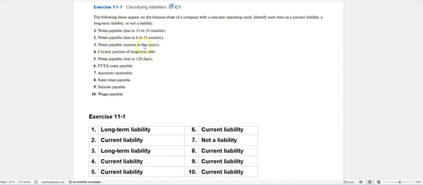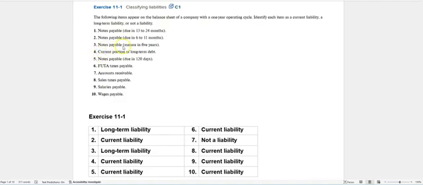Notes payable that mature in 5 years. If they mature in 5 years, it means they're not going to be paid for another 5 years. It would be long-term. Paid within 1 year or 12 months, current. Paid beyond the next year, non-current or long-term.